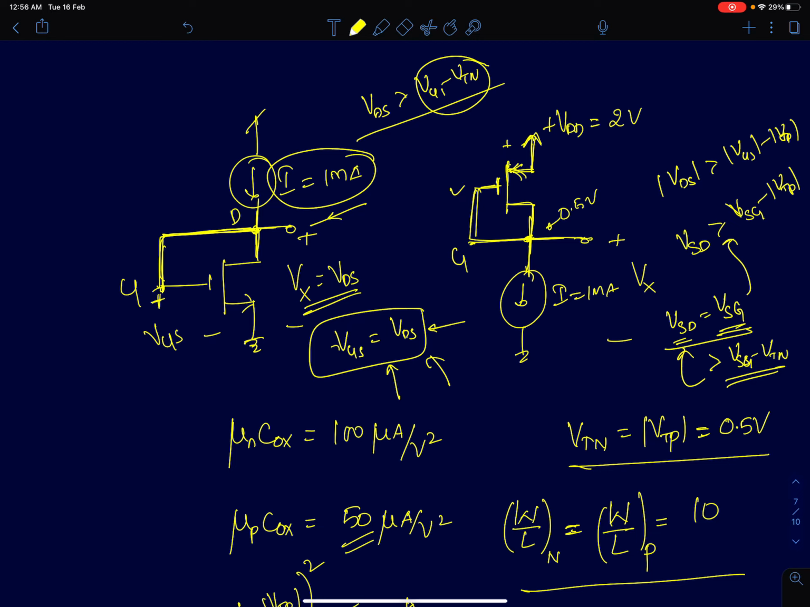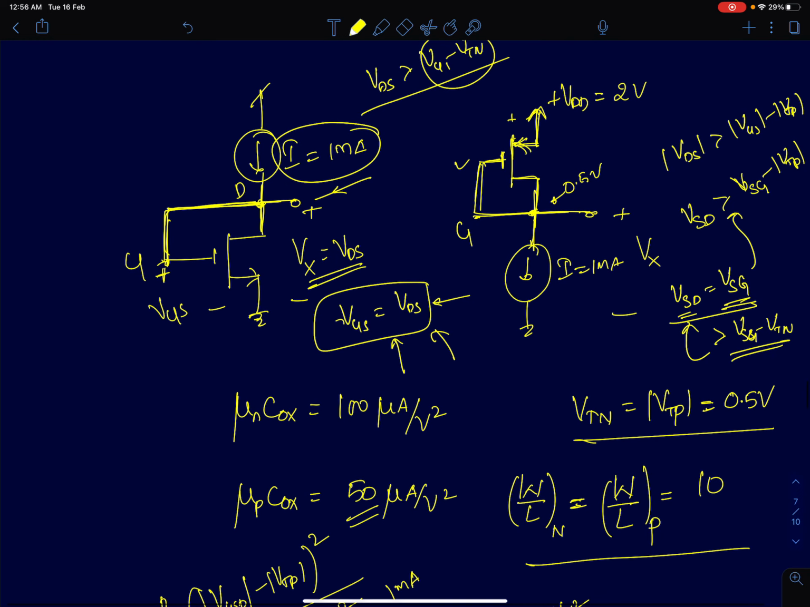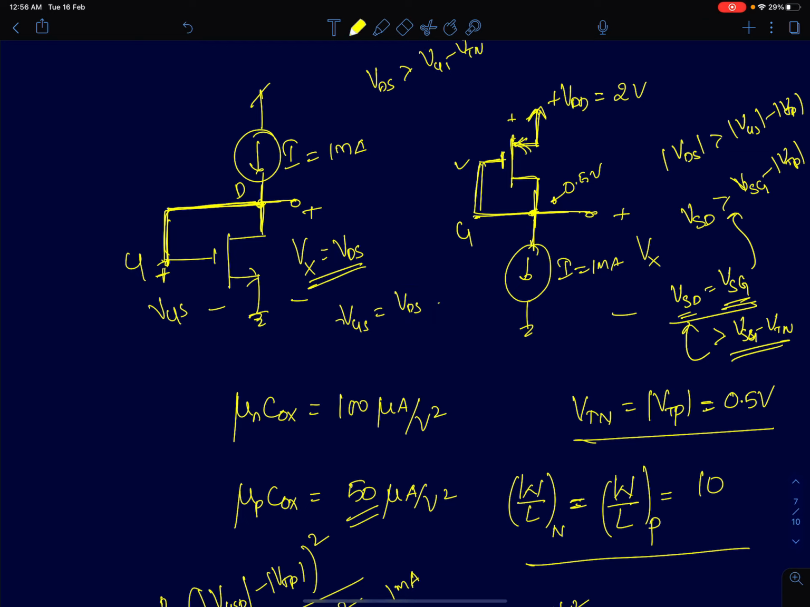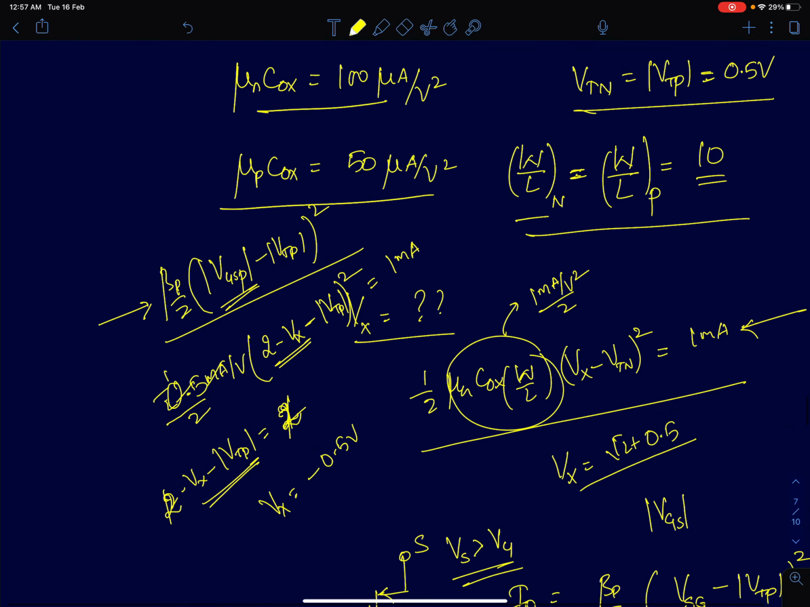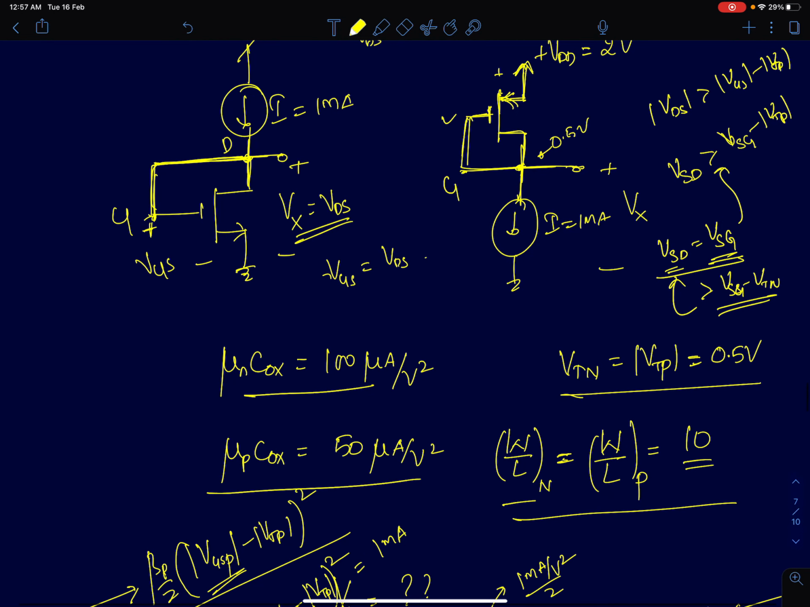Once it is in saturation, we can directly apply the square law equations and find the voltages. So I'll directly give those values here. The values are given here. Mu n Cox is 100, W by L of NMOS and PMOS are 10, mu p Cox is given as 50. So you can just directly use the square law equation and calculate the voltage Vx. Here the drain current ID is equal to beta n by 2 into VGS, which in this example is the same as VDS, which is also equal to Vx. So it will be VGS minus VTN the whole square.